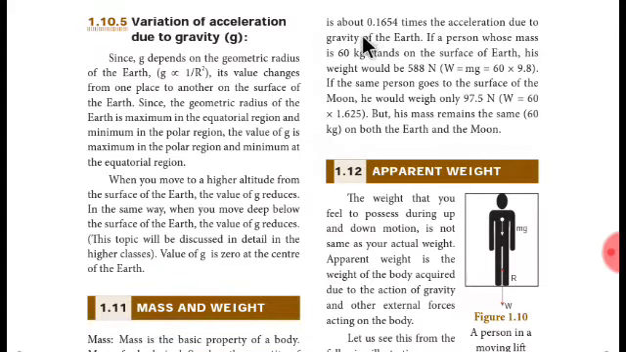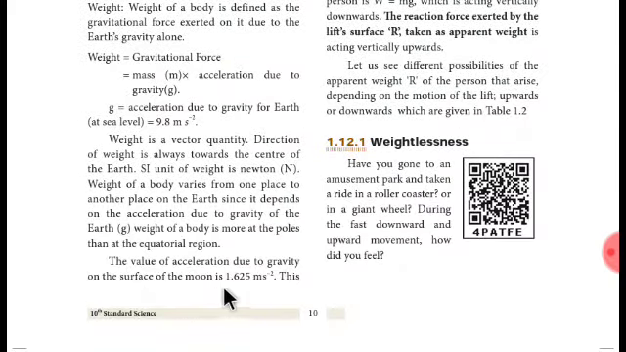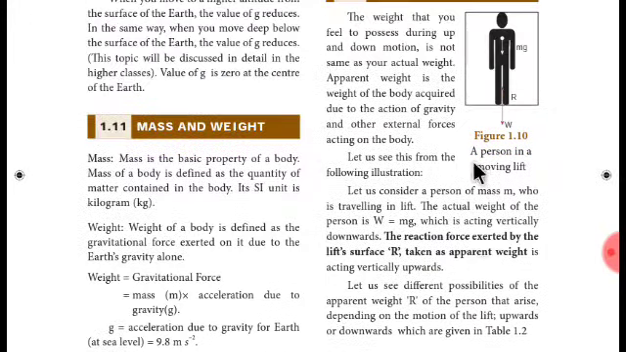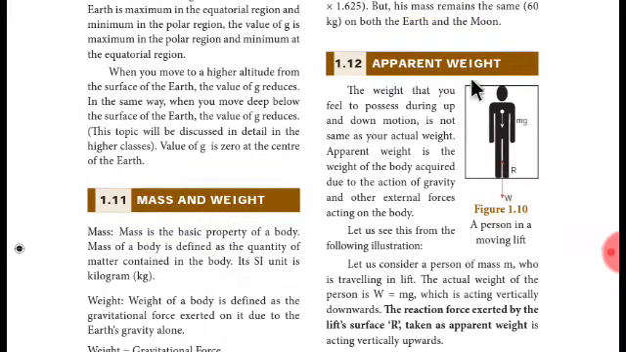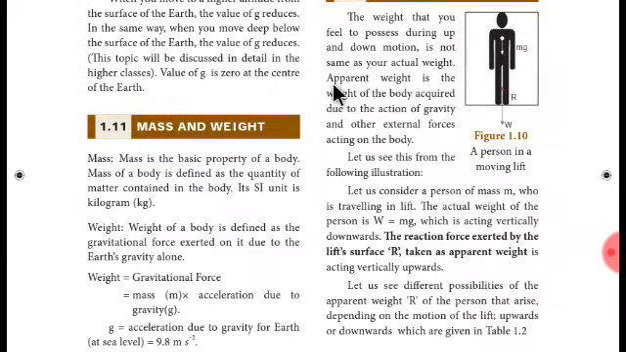Here they gave the gravitational acceleration of the moon, that is 1.625. Then apparent weight. The apparent weight definition is here: apparent weight is the weight of the body acquired due to the action of gravity and other external forces acting on the body. If they ask you to write the definition of apparent weight, and you write this line, you will get the marks.